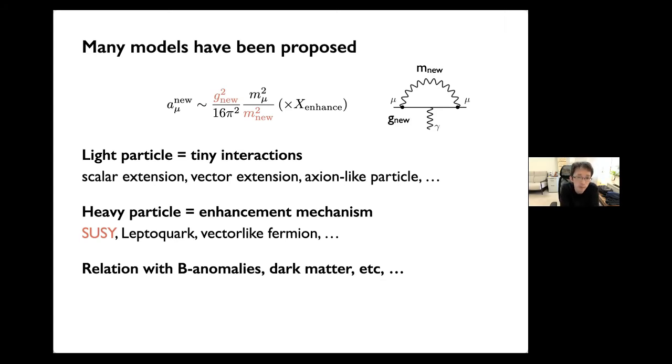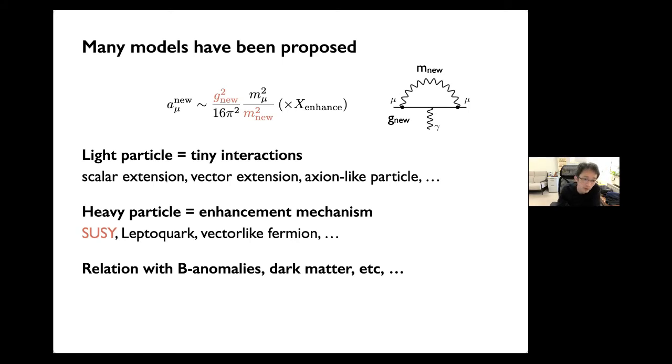So in order to explain the current deviation, and avoid the experimental constraint, one of the simple ways is to consider a tiny interaction. Then g is tiny. So we have to consider a small mass m, I mean, that's a light particle scenario. For such light particle scenarios, there are several, such as a scalar extension model.